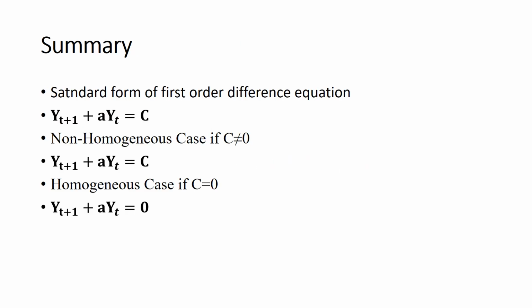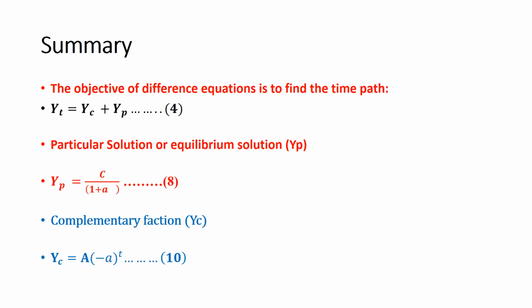Now a quick summary of the lecture. Standard form of the first order difference equation: yt plus 1 plus a yt is equal to c. Non-homogeneous case, if c is not equal to 0, yt plus 1 plus a yt is equal to c. Homogeneous case, if c is equal to 0, yt plus 1 plus a yt is equal to 0. The objective of the difference equation is to find the time path. The time path is yt is equal to yc plus yp, that is the sum of the complementary function and the particular function.